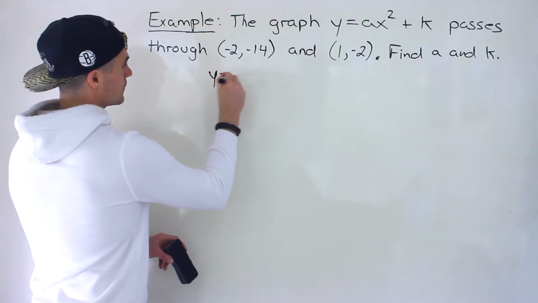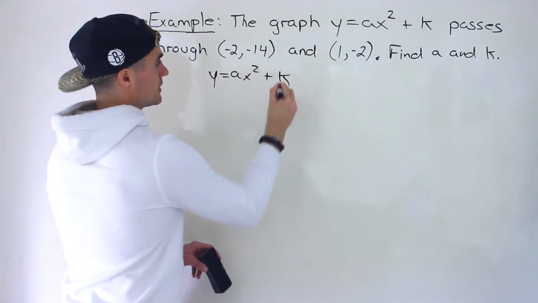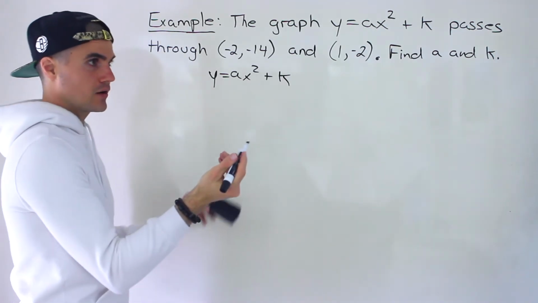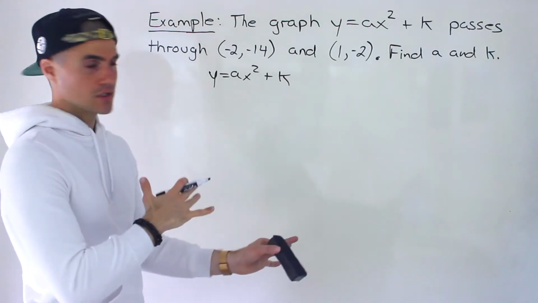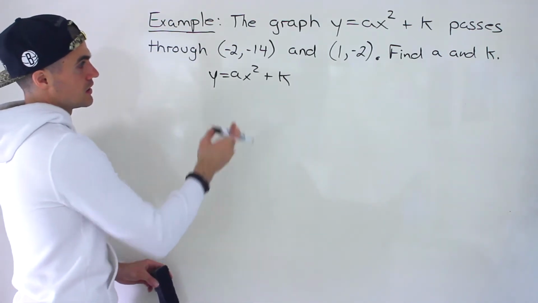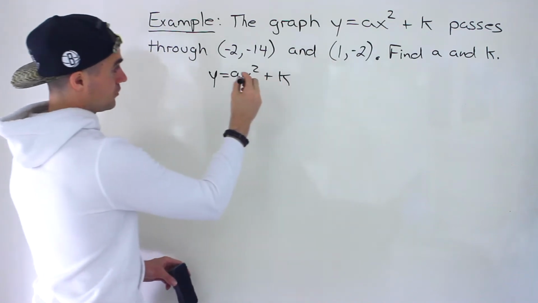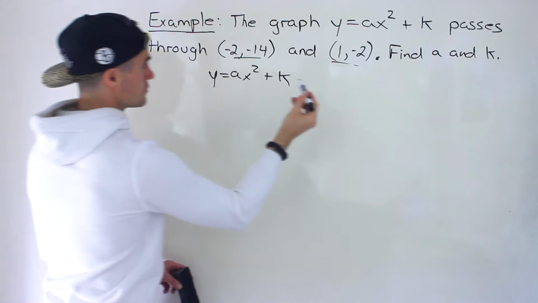And so what we need is two equations. Right? You always need that same number of equations. If you're finding three constants, then you would need three equations. So notice we can make two equations with these 2 points because we're told that this quadratic is going to pass through these 2 points.